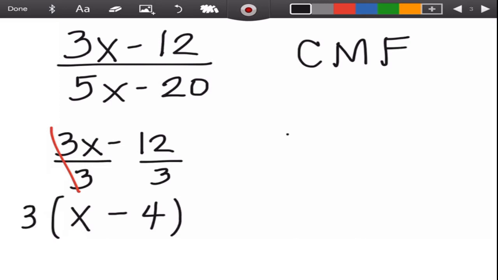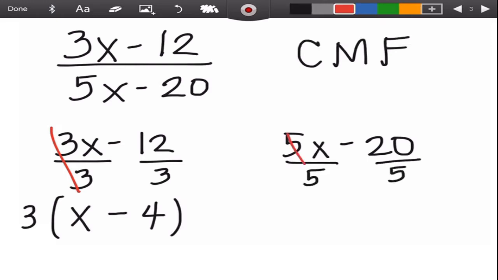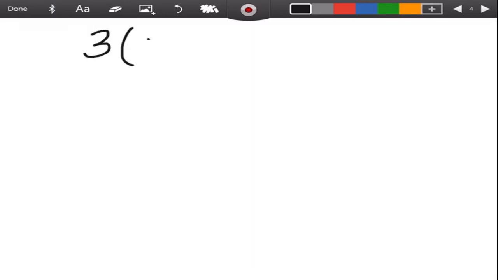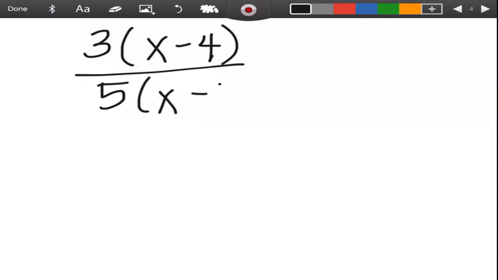Let's have the denominator, 5x minus 20. 5x and 20 can be divided by 5. 5 divided by 5 will become 1. Copy x, and then copy the operation. 20 divided by 5 is 4. And then don't forget to write the CMF. So this will become our new numerator, and this will become our new denominator. We have 3 times x minus 4 over 5 times x minus 4.